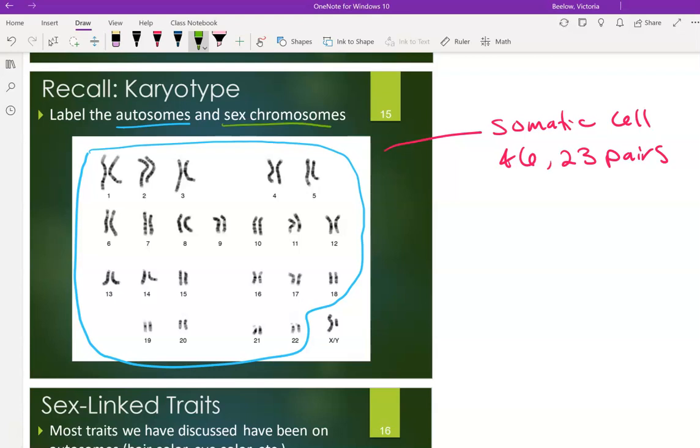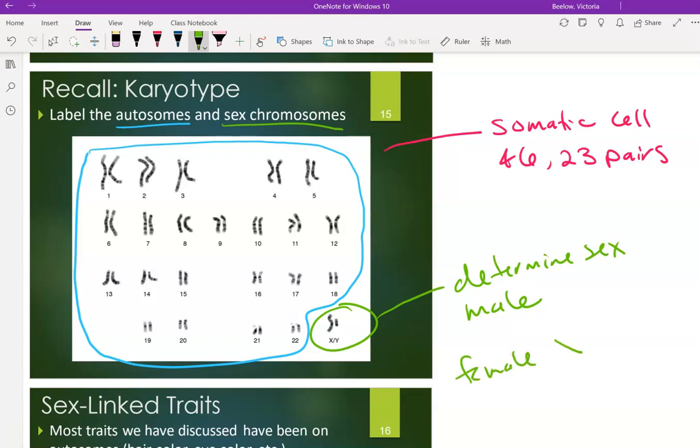The sex chromosomes are the last two right here. So these will determine sex, so male or female. Remember, this is a male because he is XY. Female would be XX.